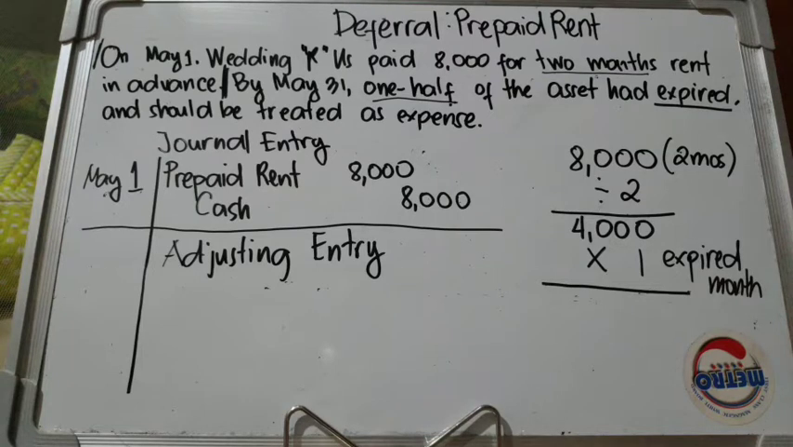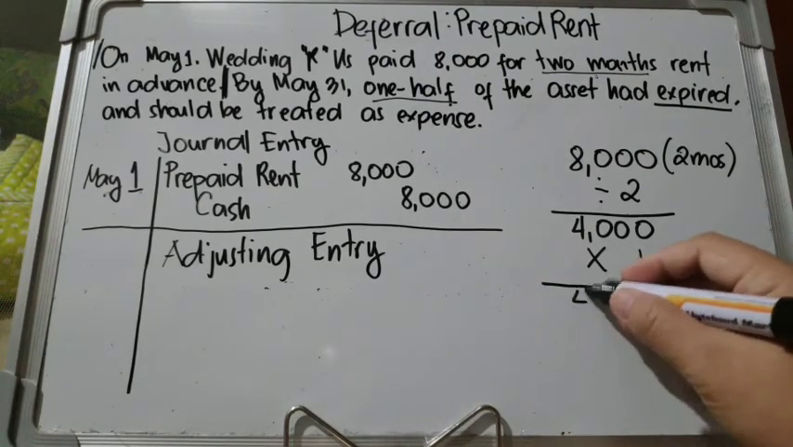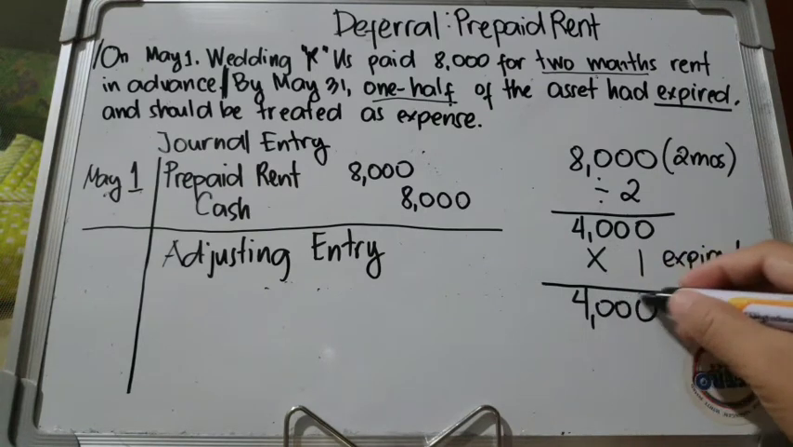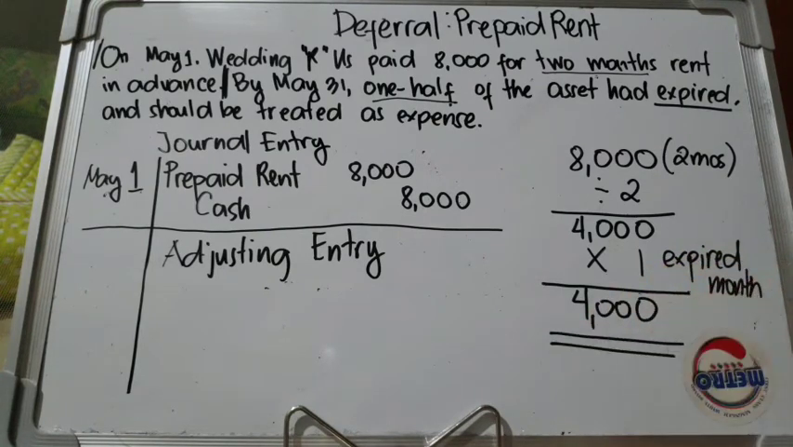Because 1/2, right? So, 1/2. And then, what you will get is the 4,000. So, that will be the amount that you will put in your adjusting entry, the 4,000, which is the expired portion of the prepaid rent.